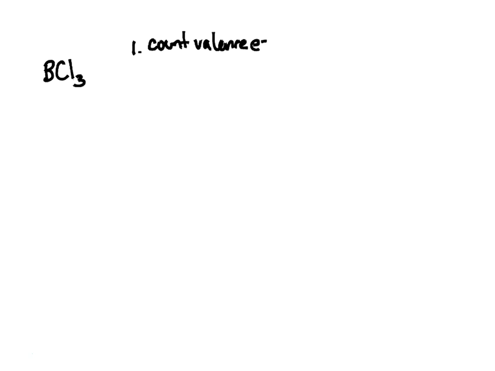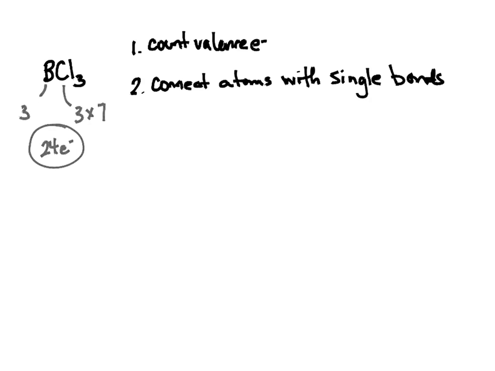So BCl3, boron trichloride. The first step when you're drawing a Lewis dot structure is to count the total number of valence electrons. Here boron has 3, and each chlorine has 7. So step 1, we add up the valence electrons. Boron contributes 3, each chlorine contributes 7.